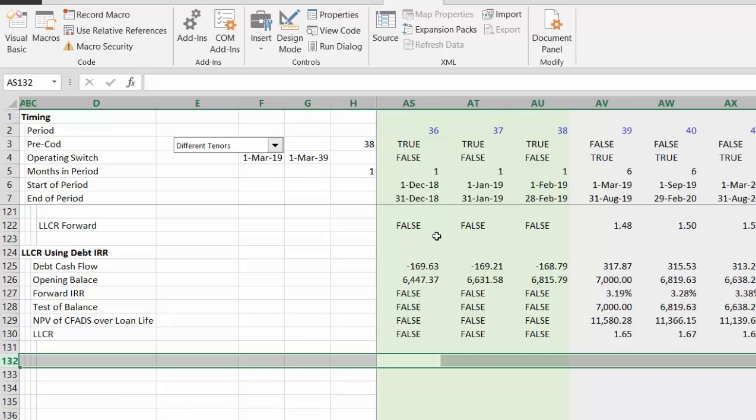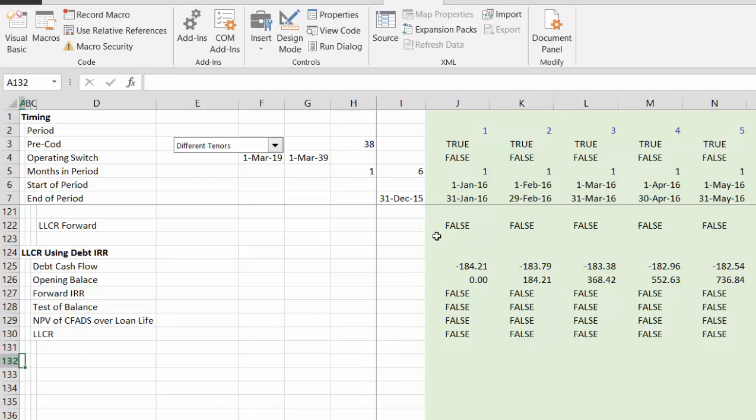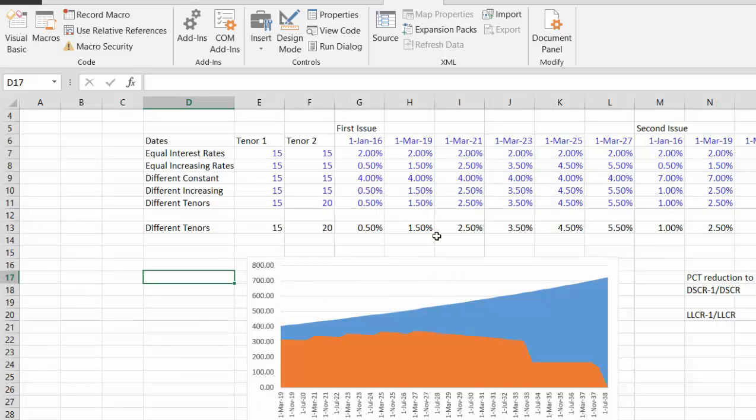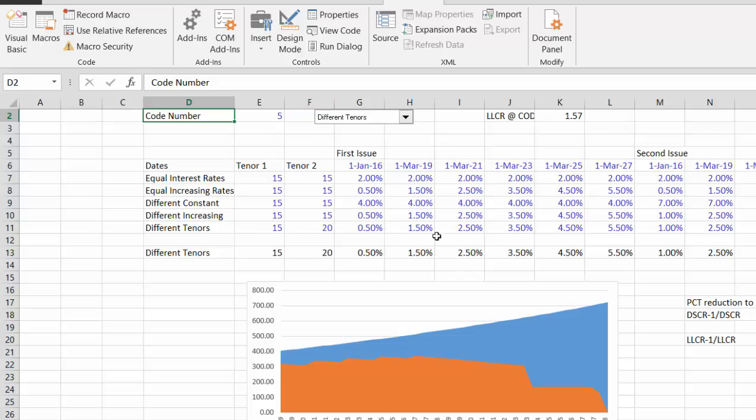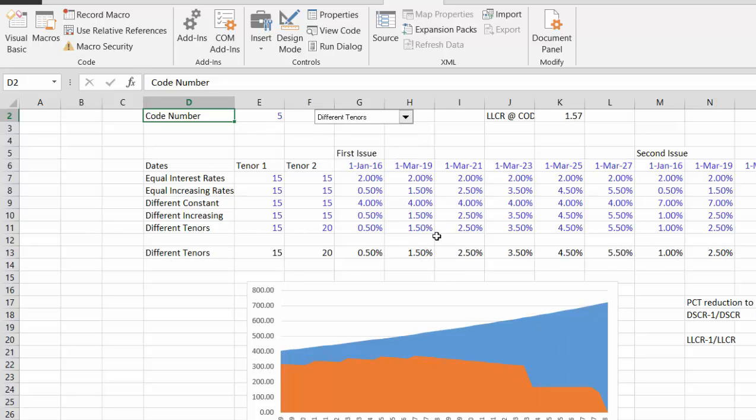The problem here is if we compute the LLCR and we have two different debt tenors, there's no really simple explanation for this. This was when we had a 20-year tenor. The LLCR for the first issue would be here. The LLCR for the second issue would have a lot more space. So we really should compute two different LLCRs, one with a longer debt tenor, one with a shorter debt tenor.